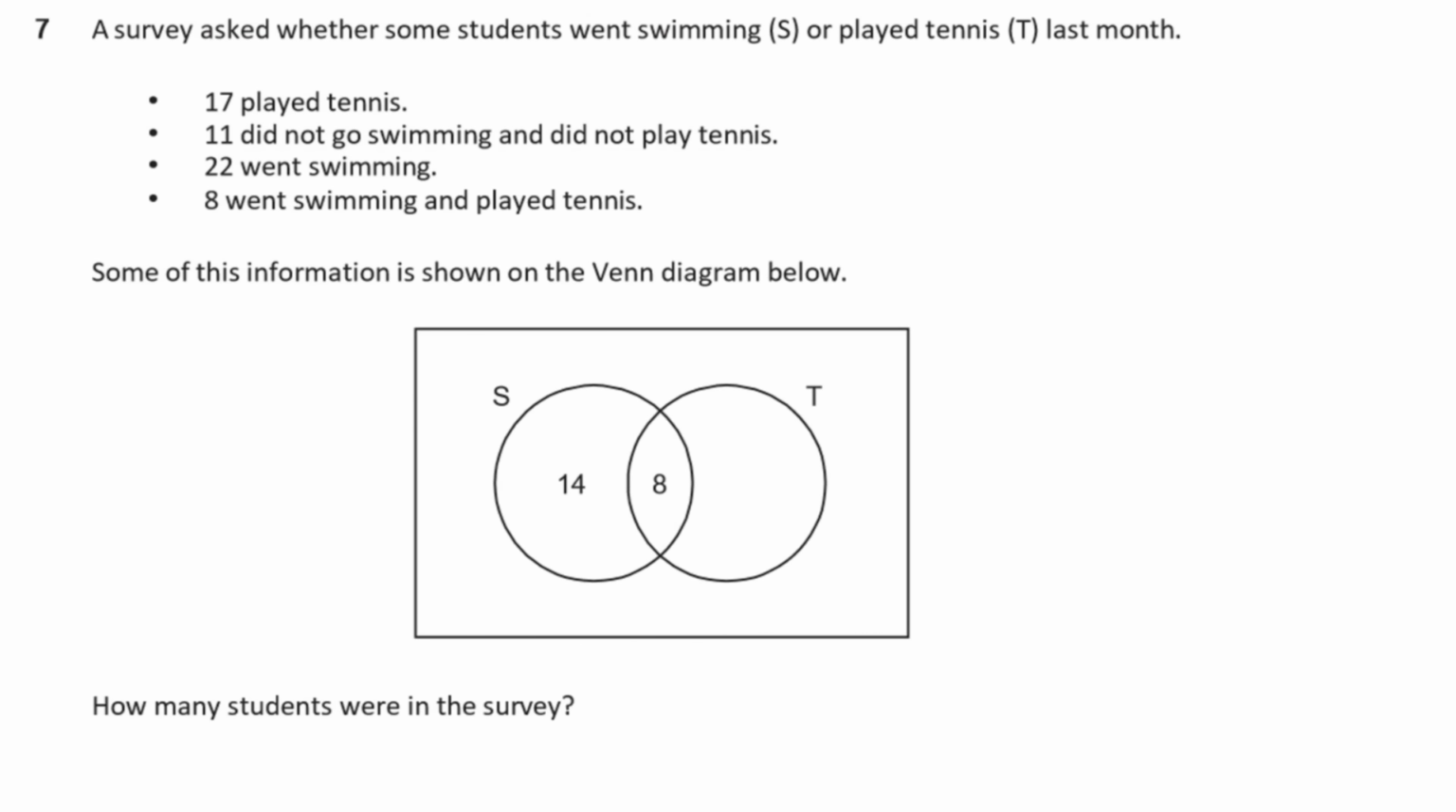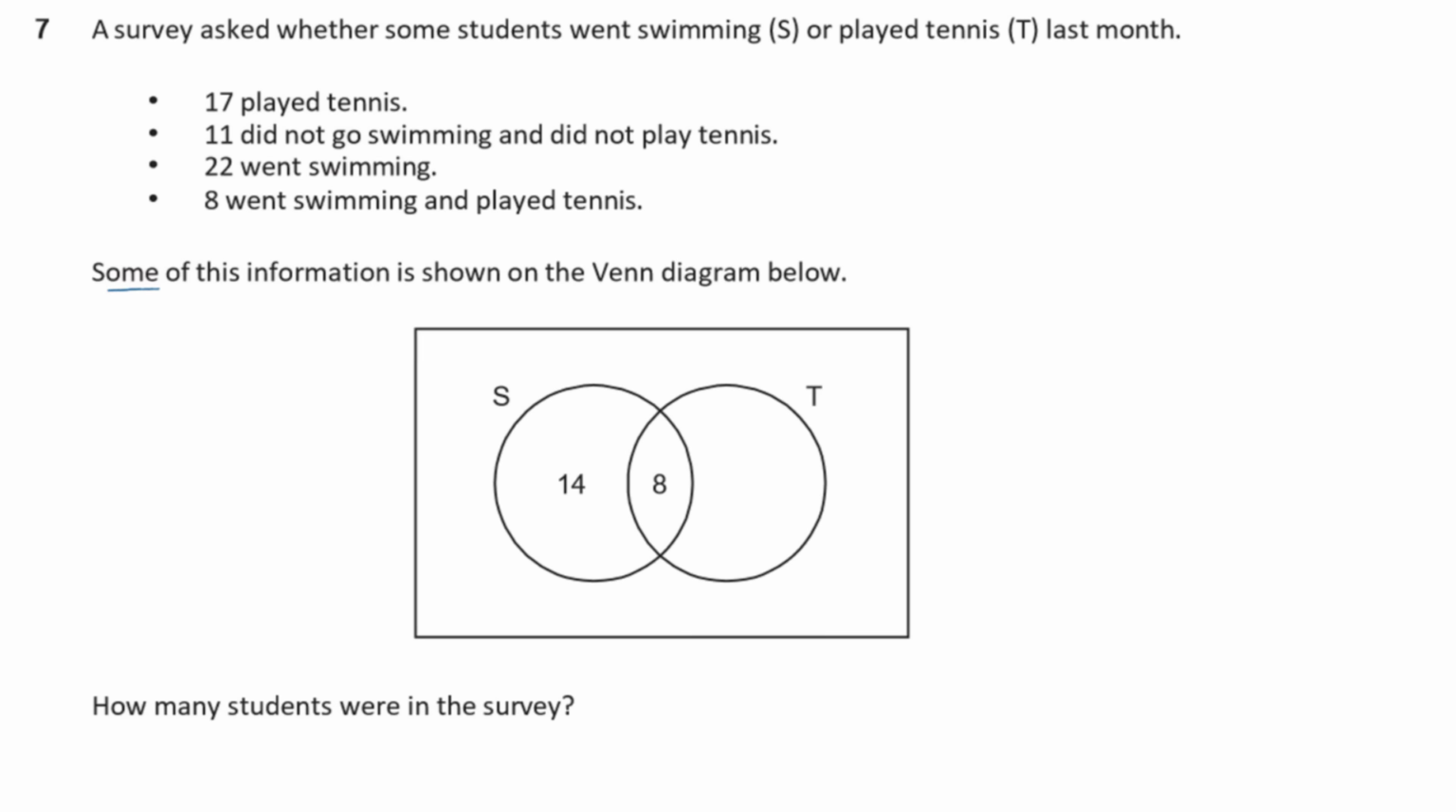A survey asks whether some students went swimming or played tennis last month. We're told that 17 played tennis, 11 did not go swimming or did not play tennis, 22 went swimming, 8 went swimming and played tennis. Some of this information is shown on the Venn diagram below. Now notice they say some, that means we need to go through it carefully and just double check what's on there and what isn't.